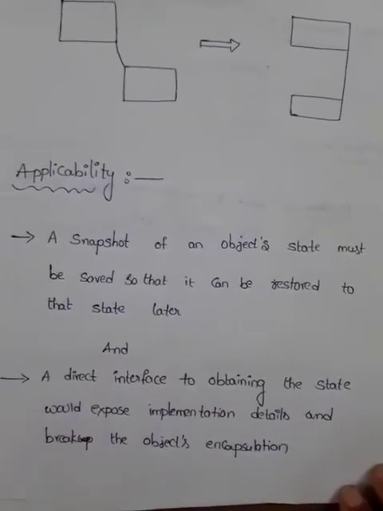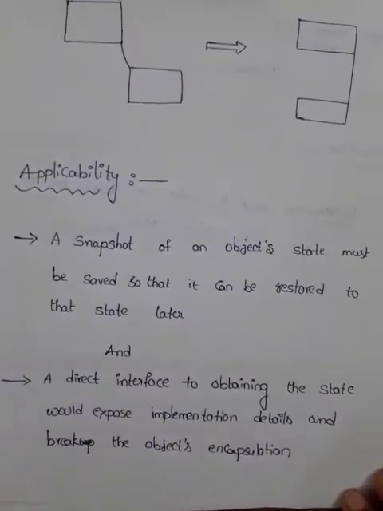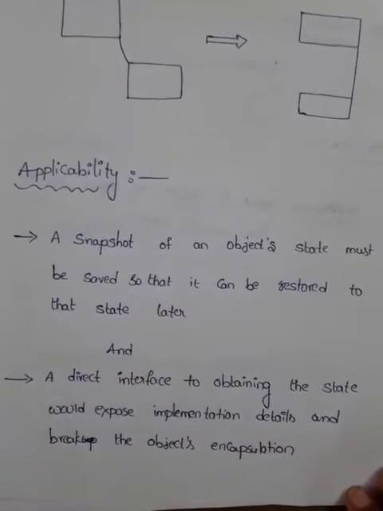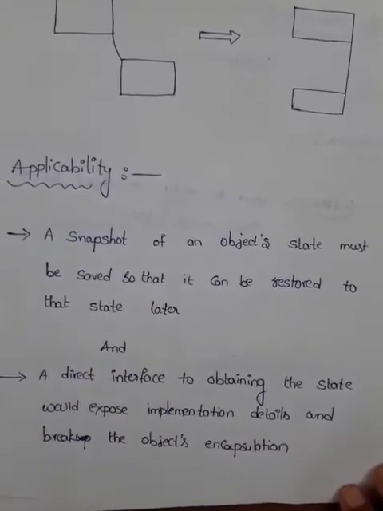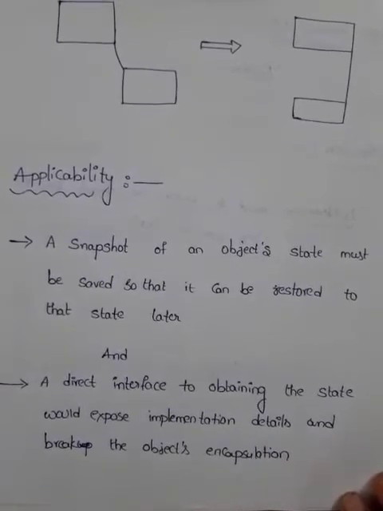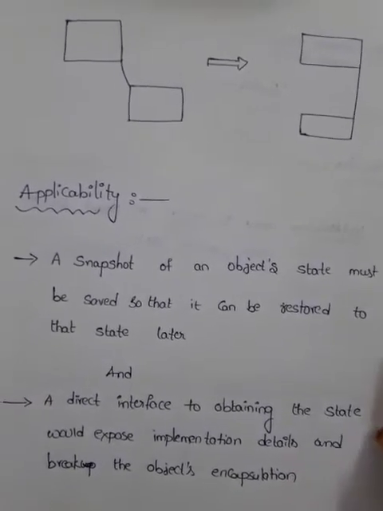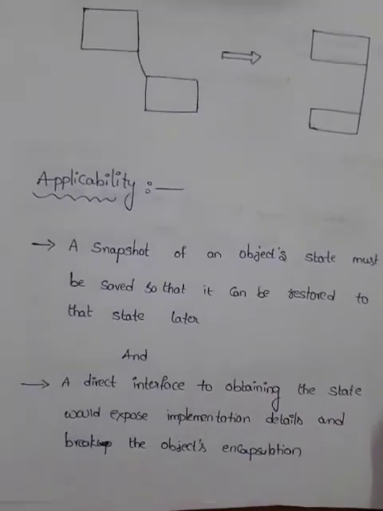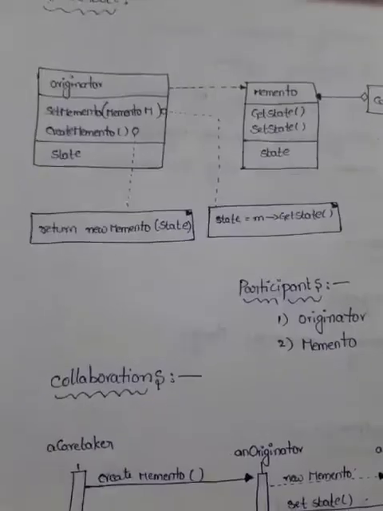And some of the applicabilities of undo and redo operations under the memento pattern are: a snapshot of an object's state must be saved so that it can be restored to that state later, and a direct interface to obtaining the state would expose implementation details and break the object's encapsulation. These are the two applicabilities under this memento pattern. And our next template is structure.